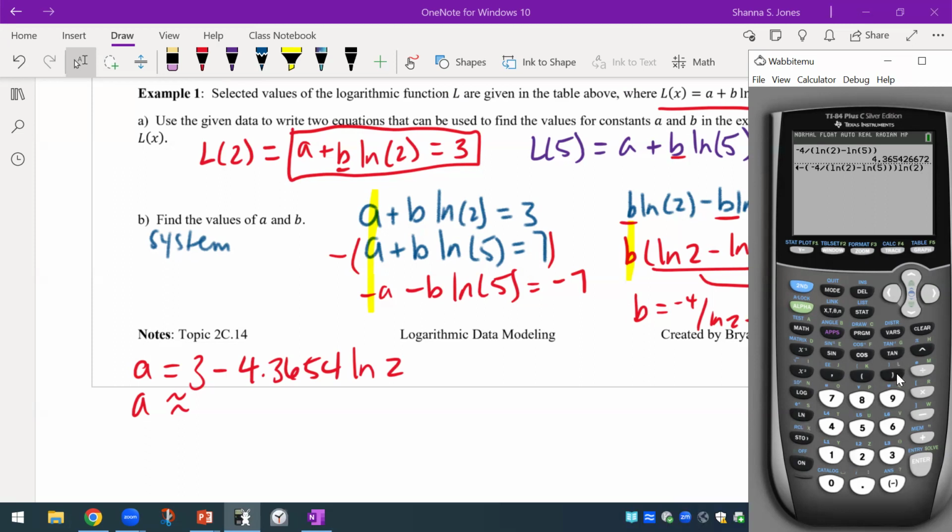Question? Yes. Why did you put 4.3654 with LN2? Because that's the value of B. The approximate value of B was 4.3654.